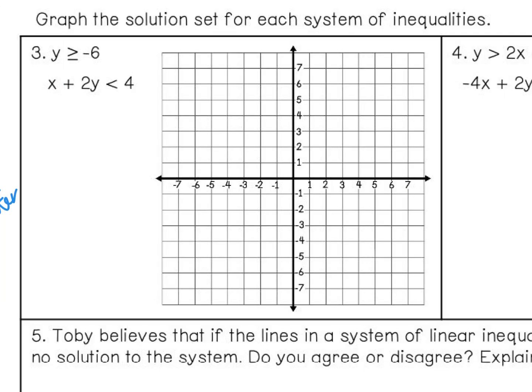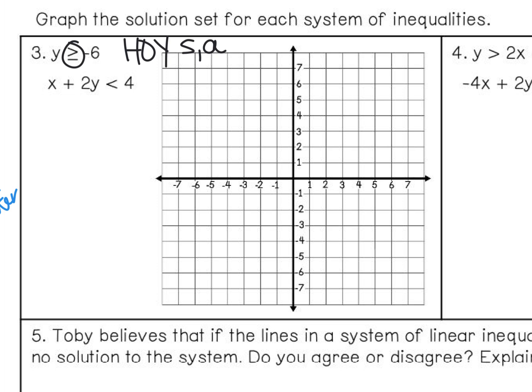What do you know about y is greater than or equal to -6? There's no x, so the slope is what? This is a horizontal line. So it's a horizontal. Is it solid or dotted? Solid. Above or below?